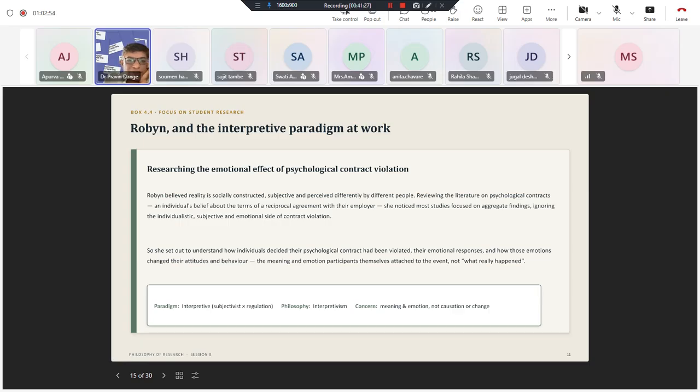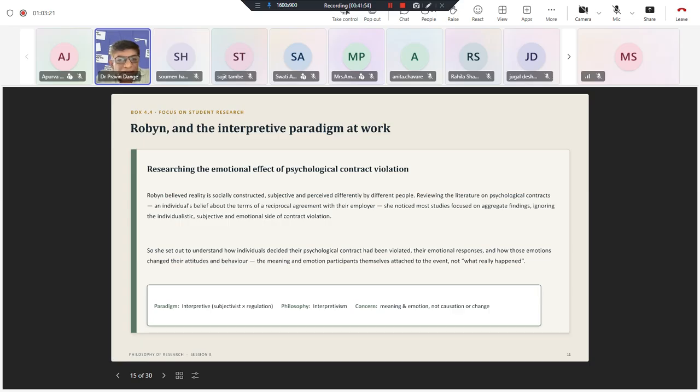This is one example. Interpretive paradigm at work, researching the emotional effect of psychological contract violation. So psychological contract and violation. The contract is regulation bound. So Robin believed reality is socially constructed. So a subjective stance, subjective and perceived differently by different people.